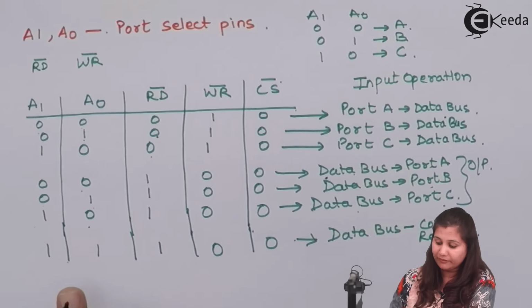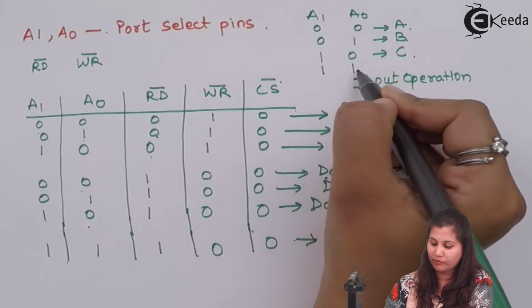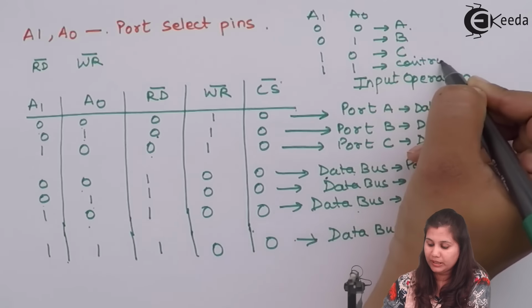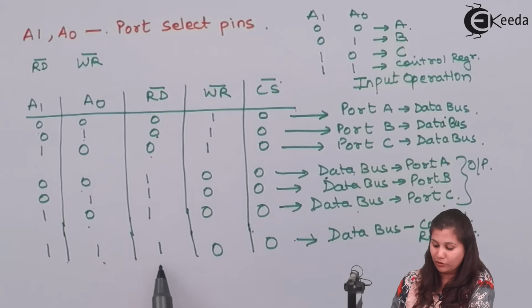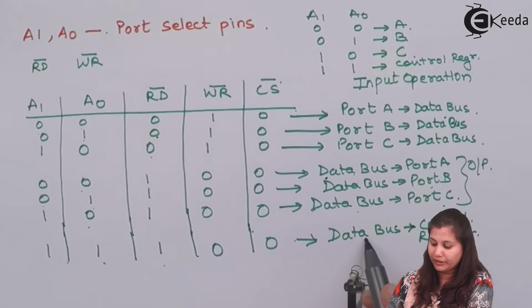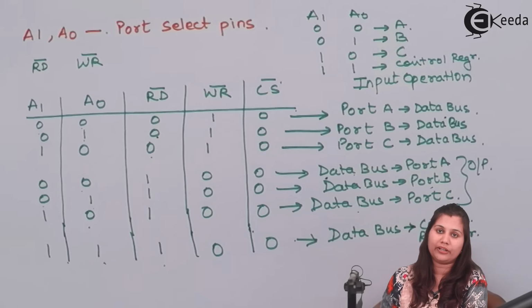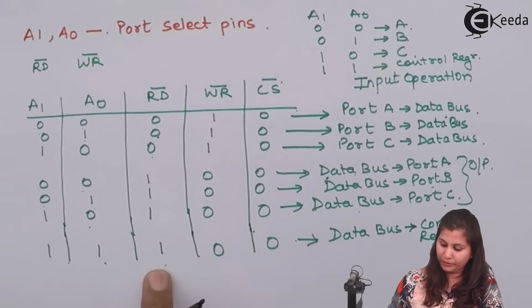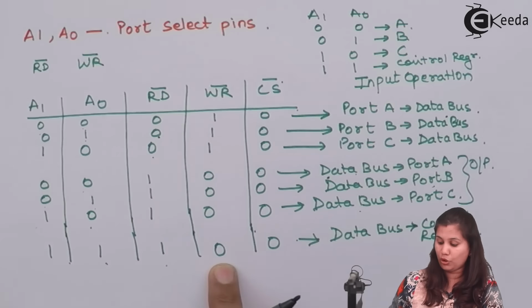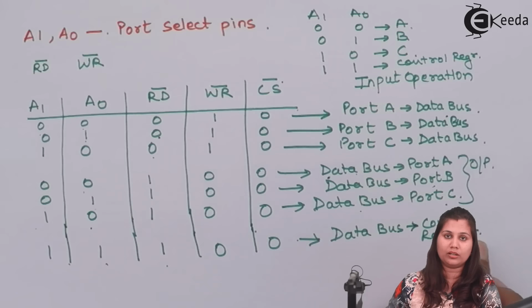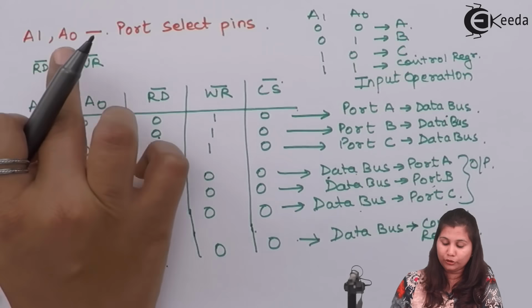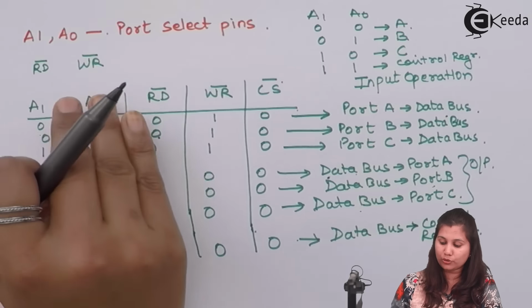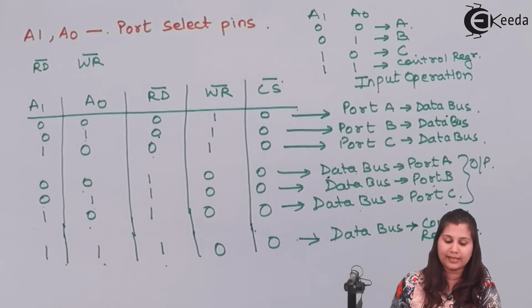Okay. Now when the value of A1 and A0 is 1, 1, then the control register is going to be selected. Then the data which is available on the data bus will be loaded into the control register. Okay. Because read is 1 and write is 0, that data will be written on the control register. So we can say that these 2 pins, the port select pins, are used to select the 3 ports A, B and C.